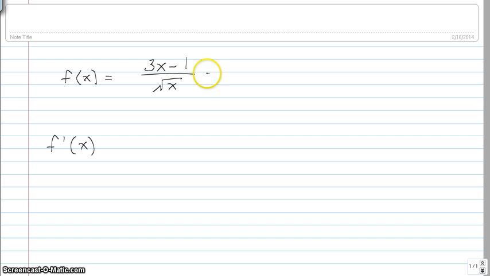is let's simplify this using rules of exponents first, and then we can maybe just use the power rule. So this square root of x is a common denominator, and if we remember that square root of x is x to the 1/2, then we can just rewrite the function using the rules of exponents.